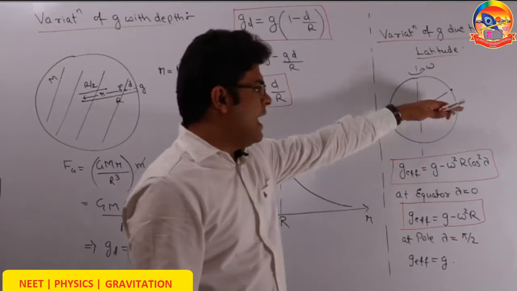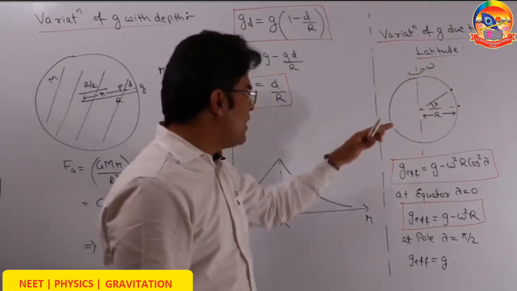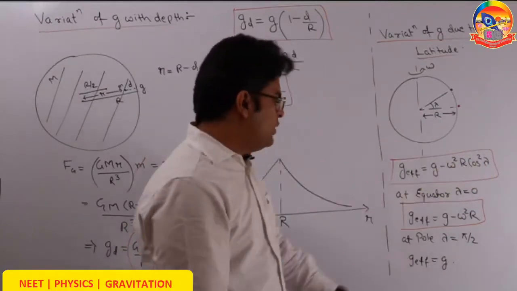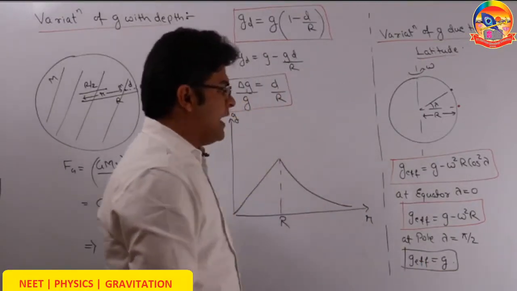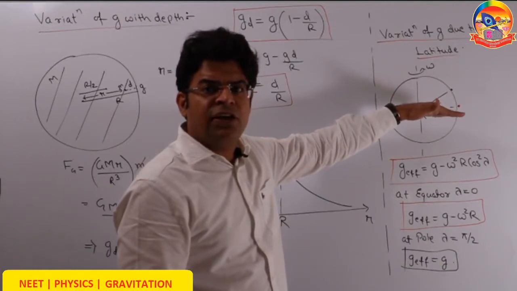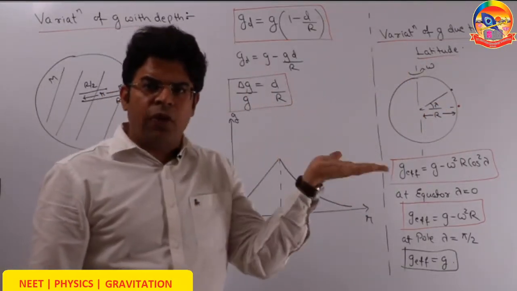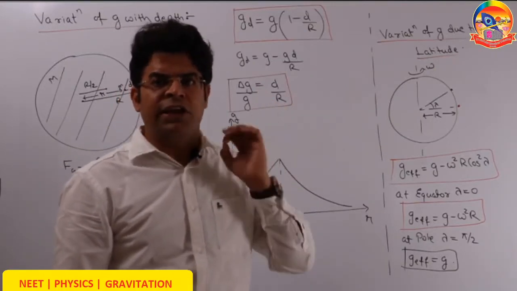Next thing, at pole, lambda becomes 90. Since lambda becomes 90, cos square 90 becomes 0. So at pole, the acceleration due to gravity is g. So notice that acceleration due to gravity at equator comes out to be less than the acceleration due to gravity at pole. So as we move from equator to pole, the acceleration due to gravity increases.